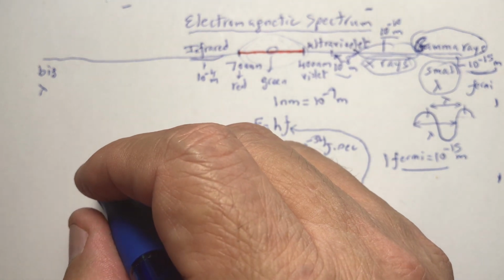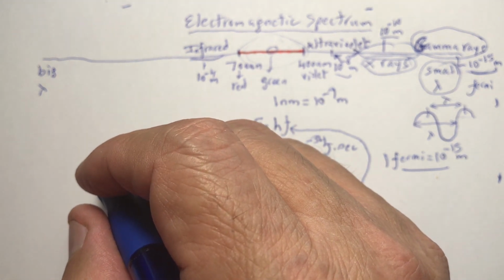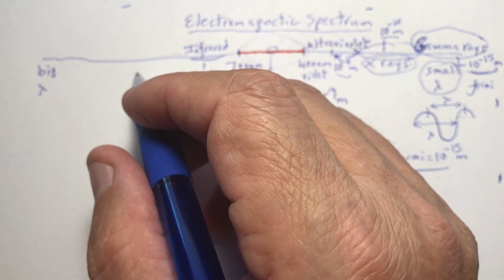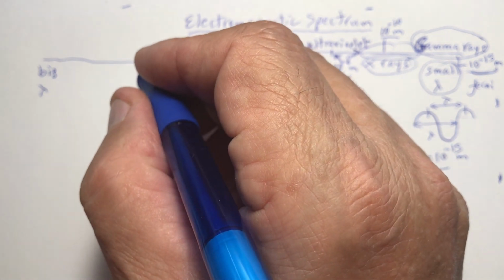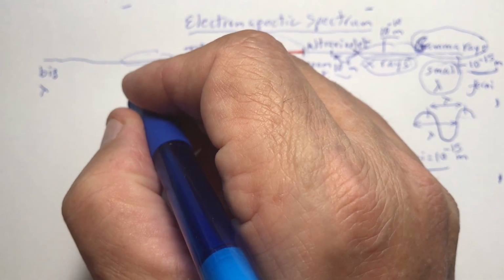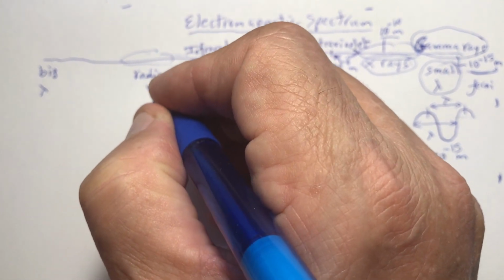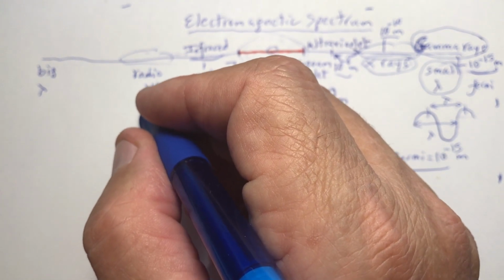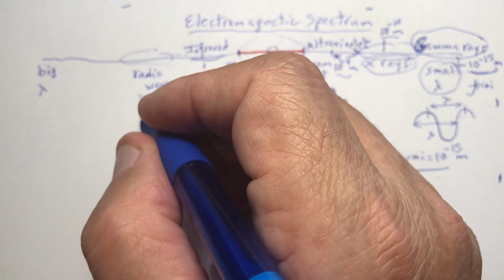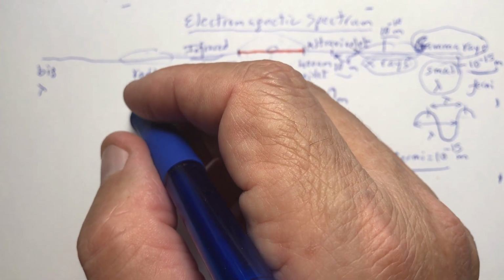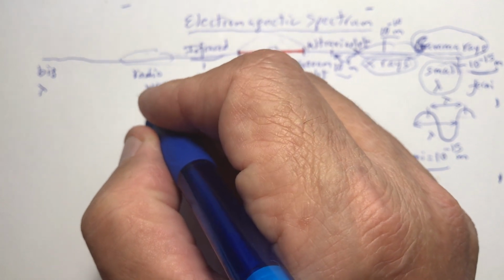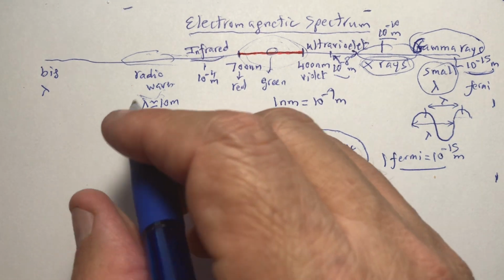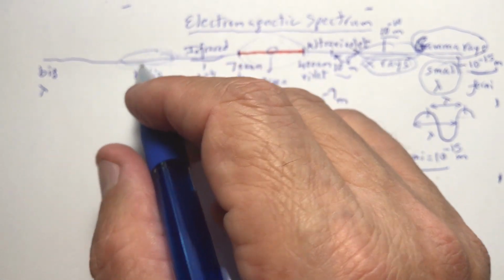Okay. Now if we go back here, we have the radio waves, in this region here. For example, the AM and FM signals belong to this group of radio waves. For the radio wave, I would say lambda is approximately 10 meters, the average. But remember, you have a big range here.